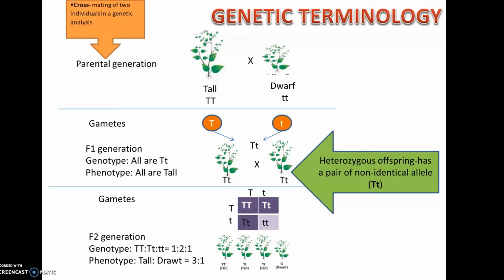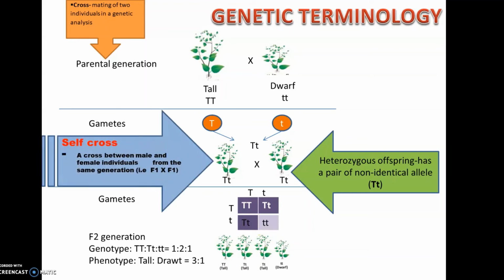In this Mendelian diagram, the cross is also shown. A cross is a mating of two individuals in a genetic analysis. One example is self-cross. Self-cross is a cross between a male and female individual from the same generation, for example, from the F1 generation.